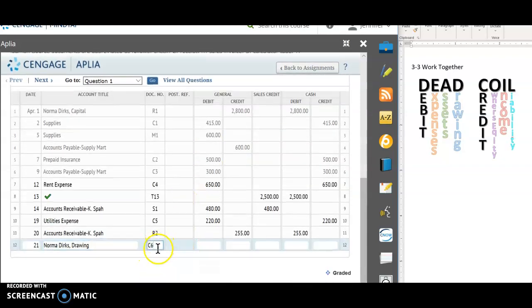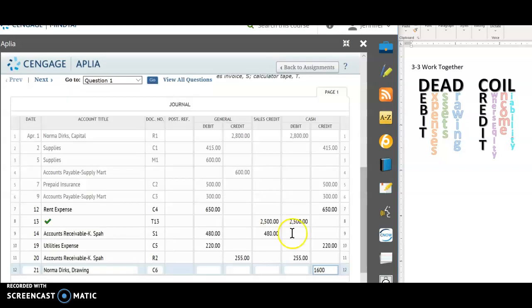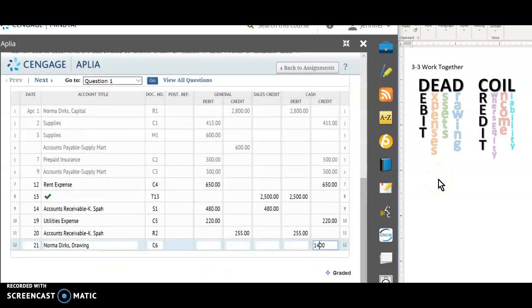So we're paying cash, so cash is going down. So cash is a credit, $1,500. And the drawing account, if this is a credit, the drawing account has to be a debit. And if you think about it, your owner's equity, this is where it increases. If you're taking money out of the account, your owner's equity is going down, so the normal balance is the increase side, so it has to be a debit. All right, so that's it.